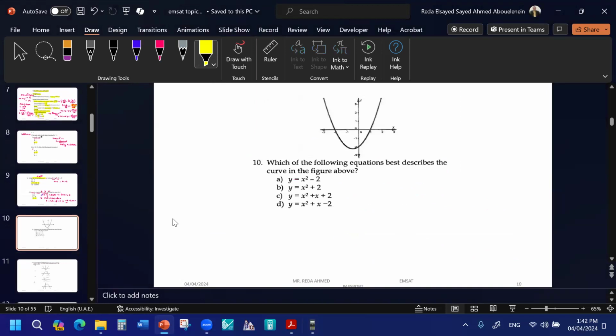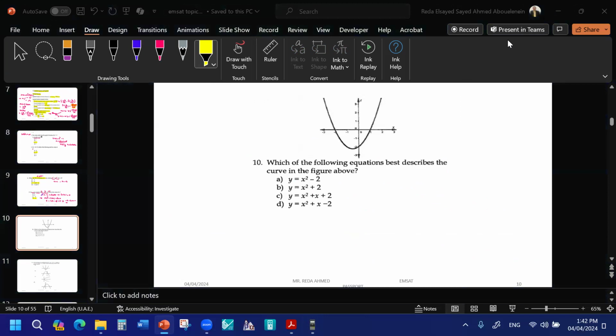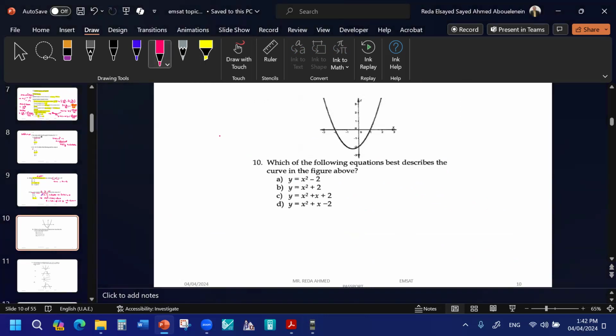Another type of questions. Here we have a graph, and he asks us to find which of the following equations best describes the curve in the figure above.